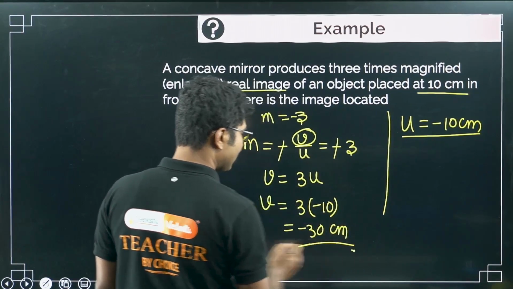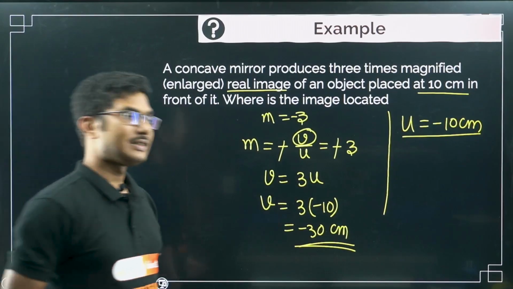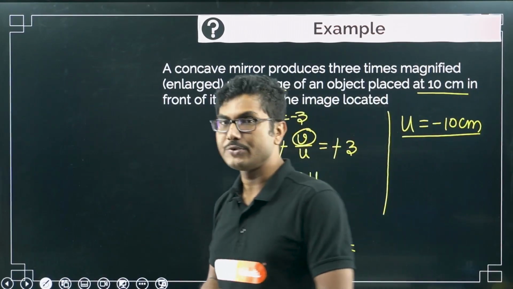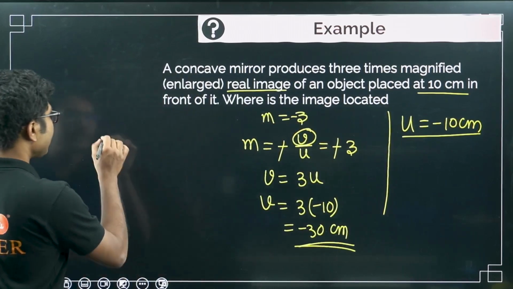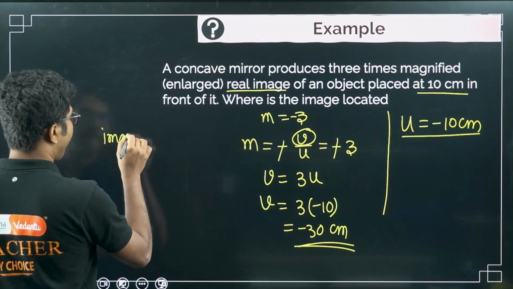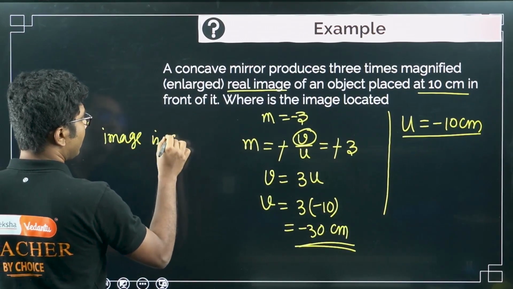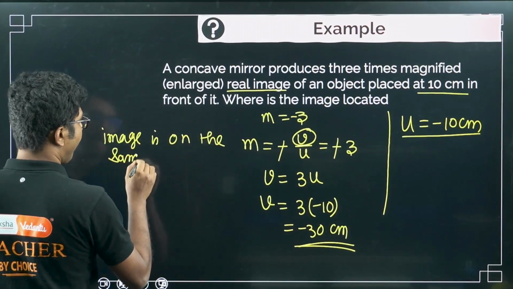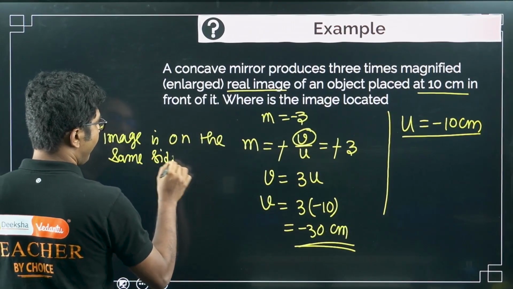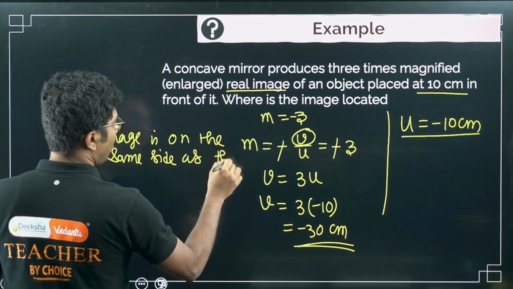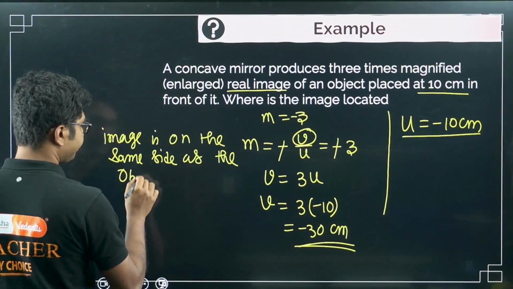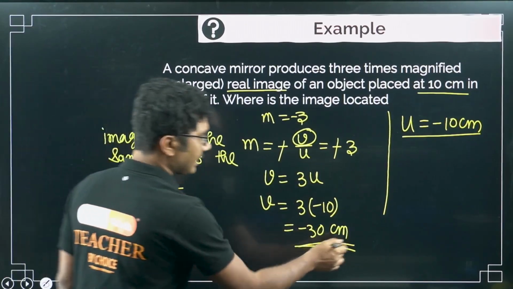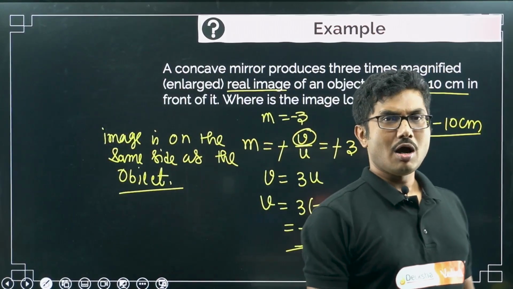So what is the meaning of this negative sign? The negative sign represents that the image is on the same side as the object. Okay, so this is a real image. The image distance is 30 centimeter on the same side as the object.